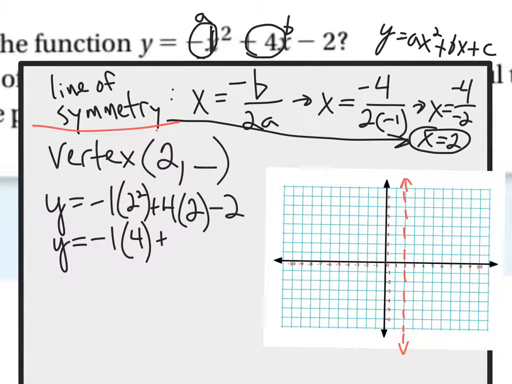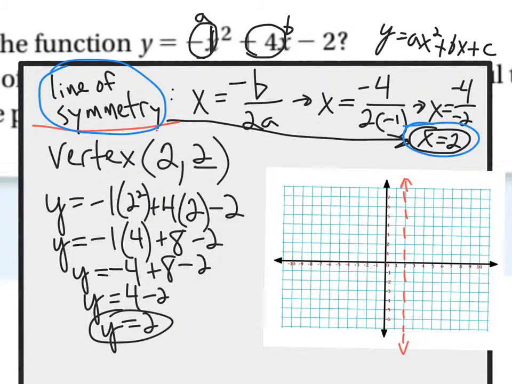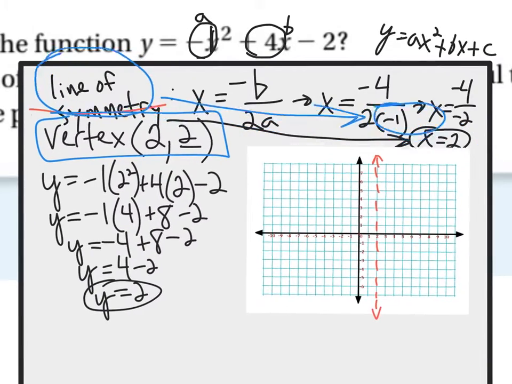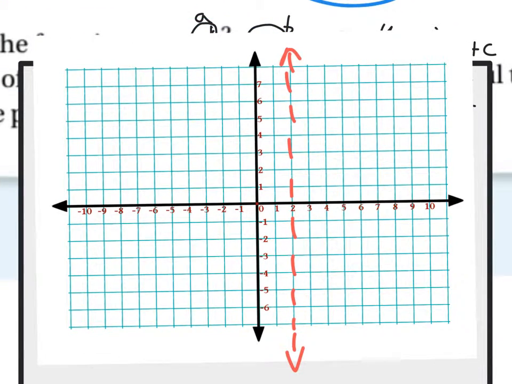So 2 squared is 4. 4 times 2 is 8. Work that out, and we get 2, which means our vertex is 2, 2. So our key information so far: line of symmetry, x equals 2, and vertex is 2, 2. We know the vertex is either going to be the highest point or the lowest point on the graph. So we go to 2, 2, and put a dot there.